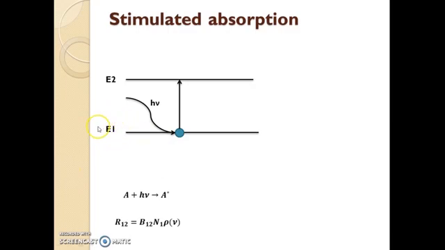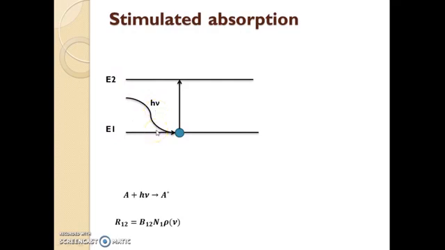Suppose E1 is the lower energy state and E2 is the higher energy state. If a quantum of radiation h nu is incident on the electron which is in the ground state, then it will absorb energy h nu and go to the higher energy state E2, where nu is the frequency of radiation which is incident on this atom. Therefore, the energy difference E2 minus E1 is equal to h nu.